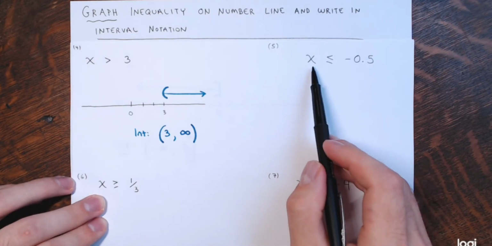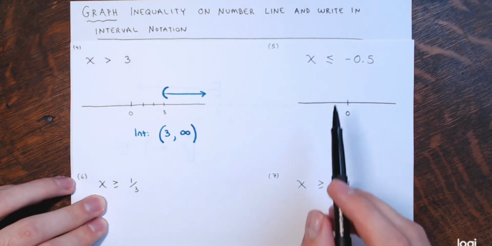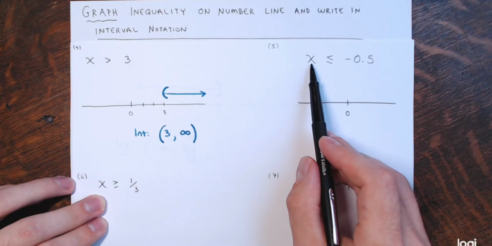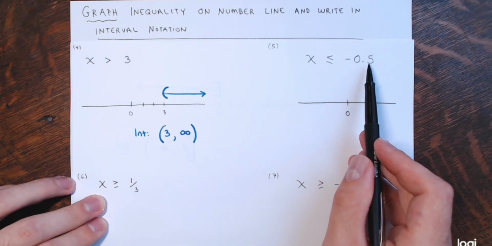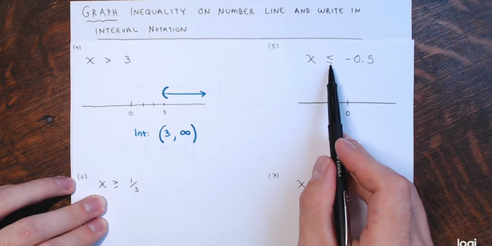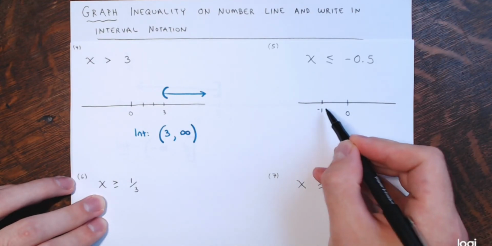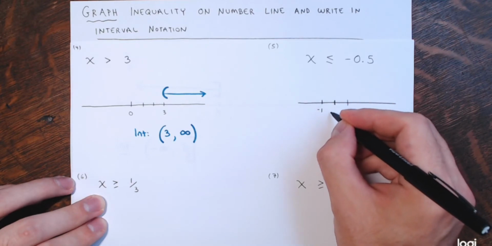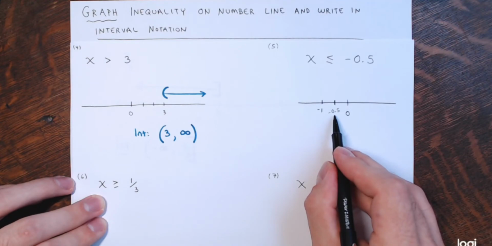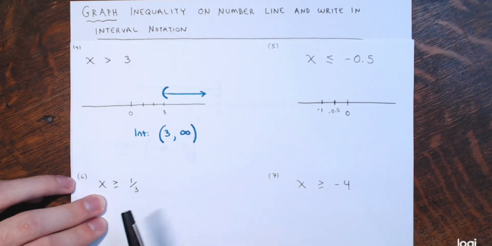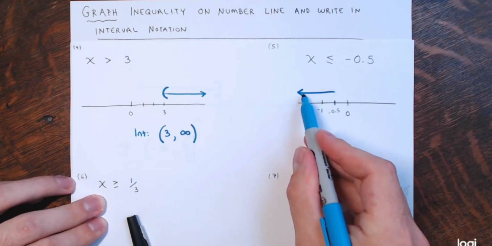Number 5, another number line. Here's 0. And I'm looking for all the numbers x, all the numbers I could replace x with, that are less than negative 1/2, right, negative 0.5, or equal, less than or equal to negative 0.5. All right, so let's say that's negative 1, and negative 0.5 would be halfway between negative 1 and 0. So there's negative 0.5. All the numbers less than negative 0.5 are to the left of it. So all these numbers I just indicated.